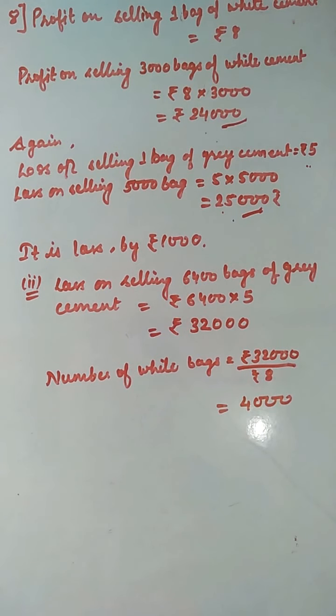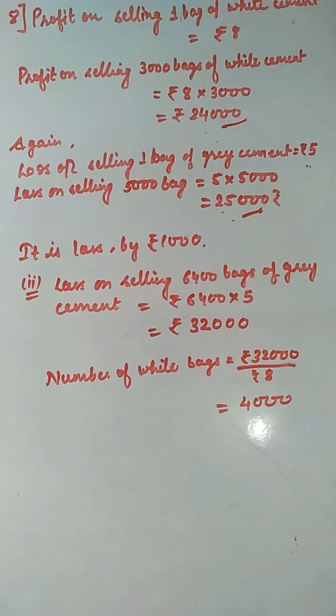First of all, we have calculated the total loss. Then that total loss should be equal to the total profit. That is why, as the question asks, the company should neither have profit nor loss. That is why we have to sell how many bags? 4,000 bags in order to nullify the profit and loss.